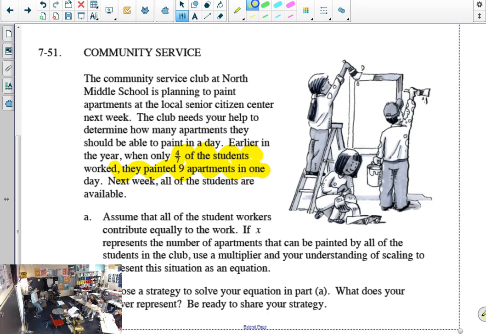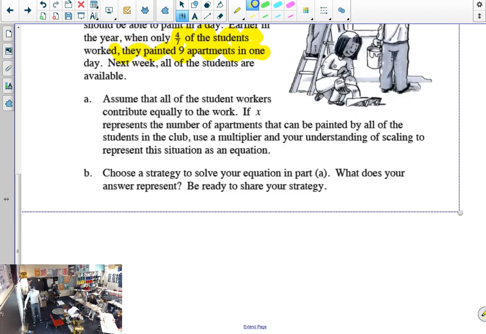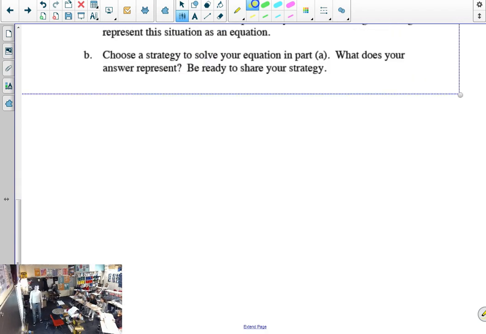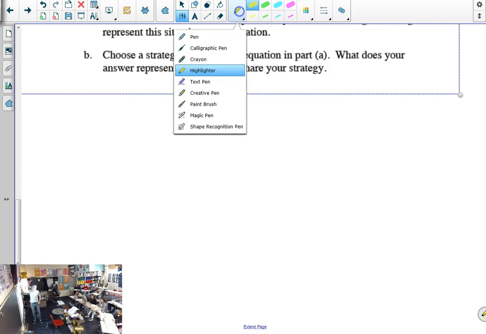We want to know tomorrow when everybody shows up, how many apartments should we expect to be able to get through? So talk with your team for a minute and decide a strategy. I'm going to draw a little picture up here that might help us, but talk with each other and try to decide. If we know 4/7 of our entire student group were able to paint 9 apartments, how can we figure out how much the entire group is going to paint? So try that.